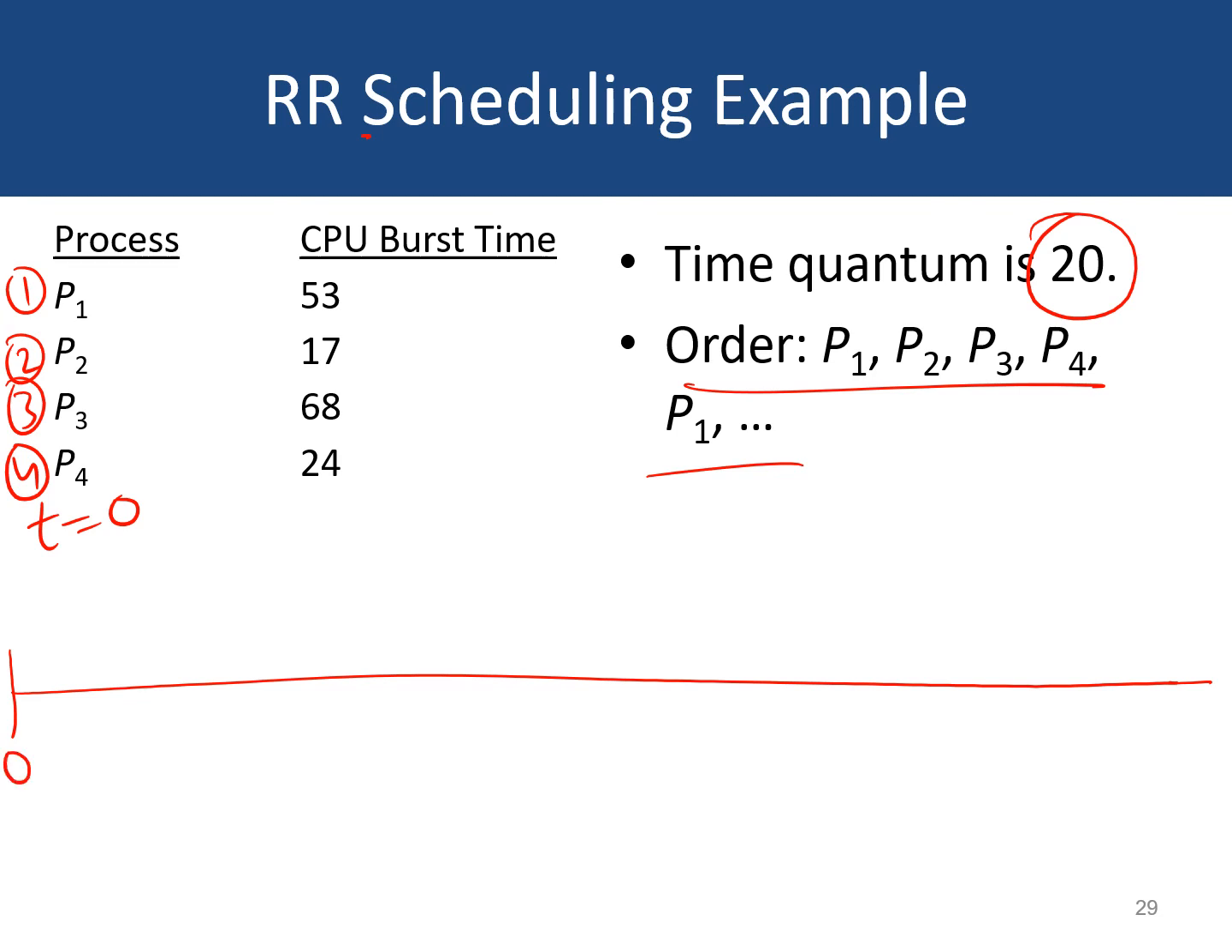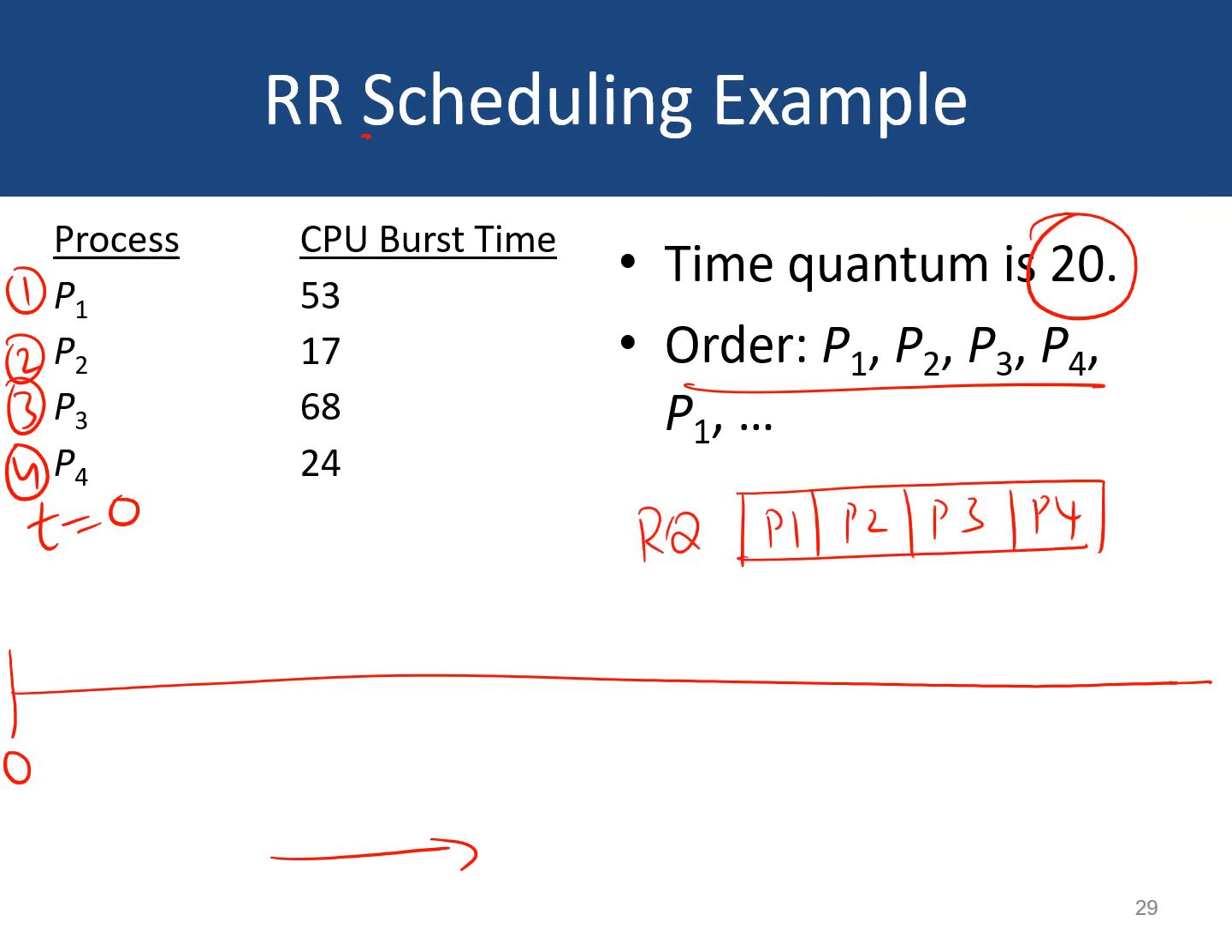Let's assume that this is time t equal to 0 and time is increasing towards the right. This is our ready queue. These are the four processes P1, P2, P3 and P4 in first in first out order. Recall from our discussion in the previous slide, the round robin algorithm will treat this ready queue as a circular queue. So it will first schedule P1 in the first time quantum, then P2 in the second time quantum, P3 in the third, P4 in the fourth.